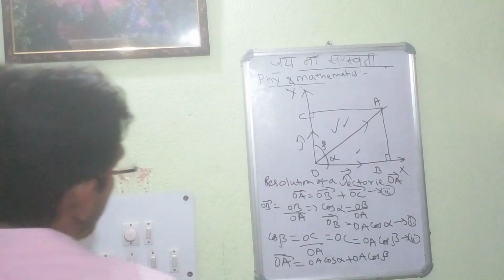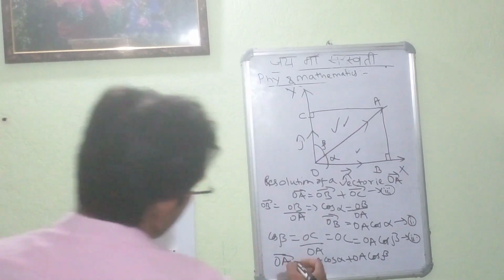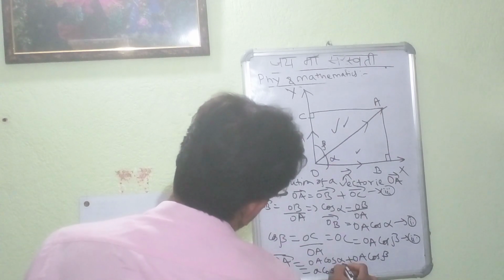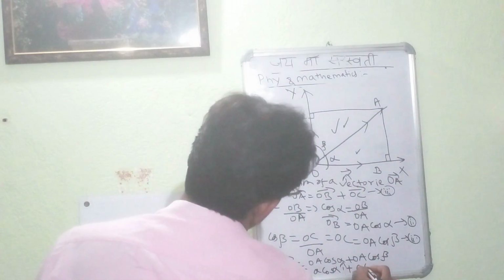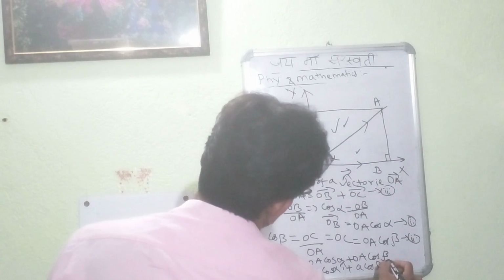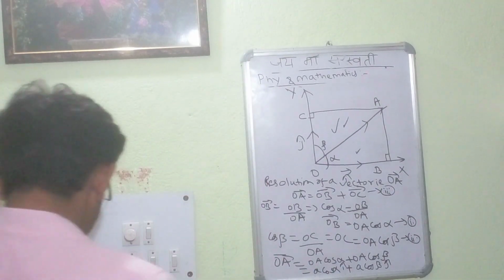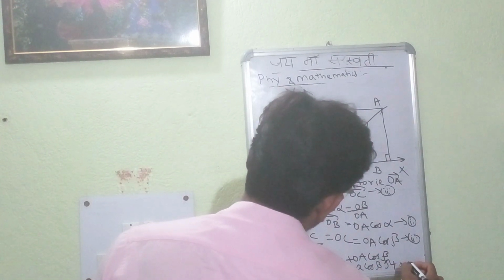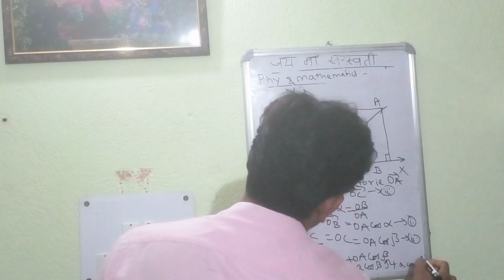Okay. So we will be writing here A cos alpha I plus A cos beta J. And whenever we are taking the third dimension, that is the Z axis, A cos gamma K.